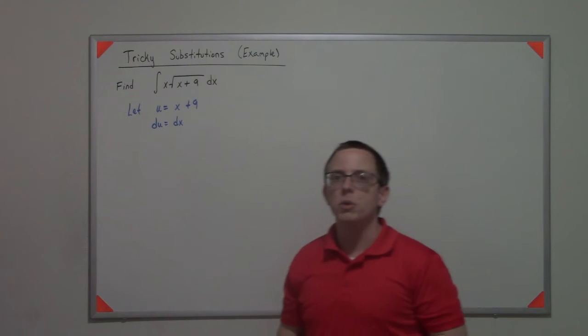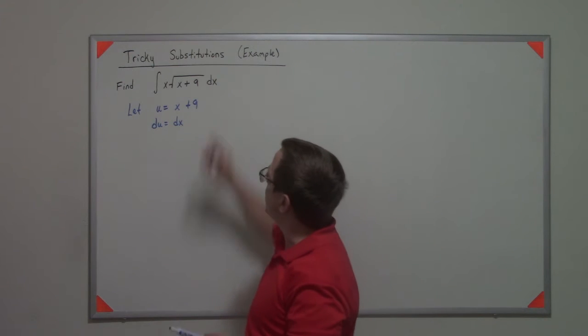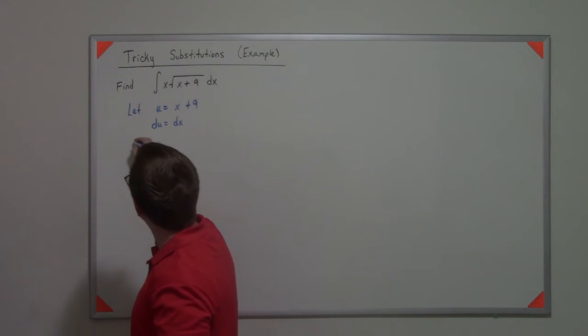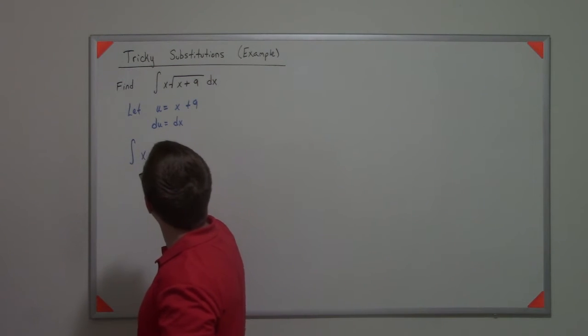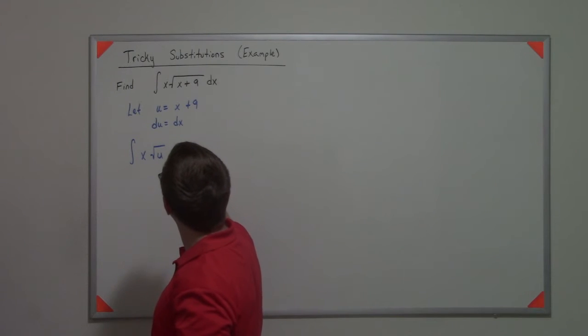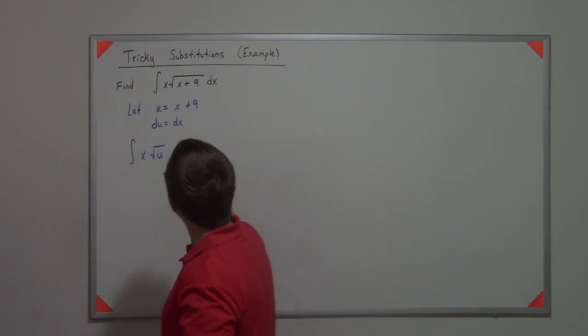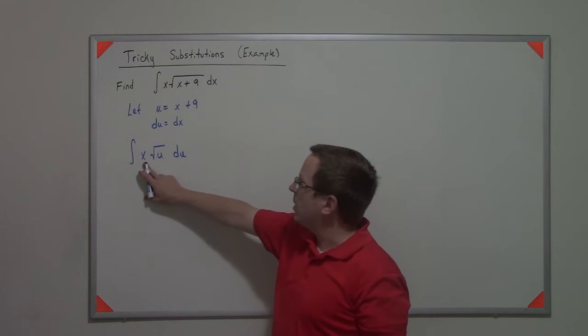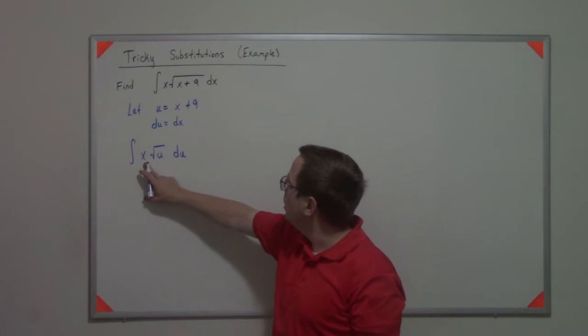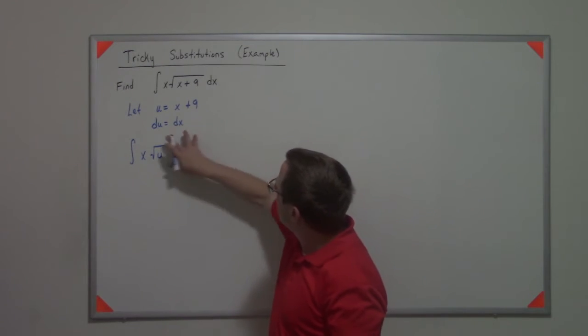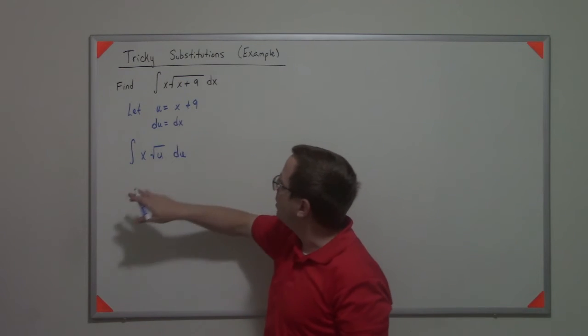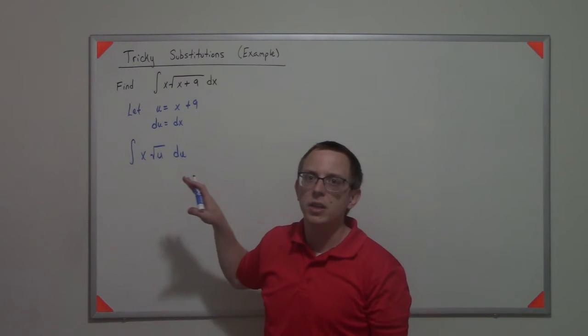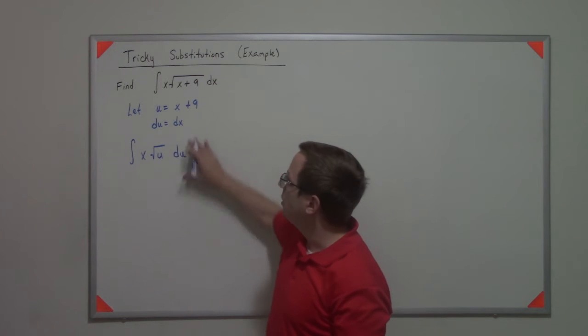Then I'm going to try to plug this in to here. And what I get is x square root of u du. But I have this x here. I have du equals dx and x plus 9 is u, but I don't have anything that's going to let me naturally just solve this.